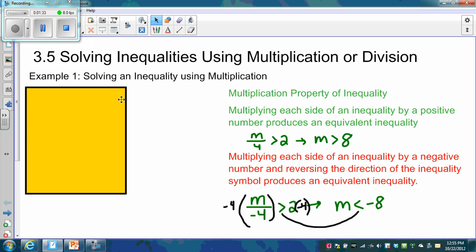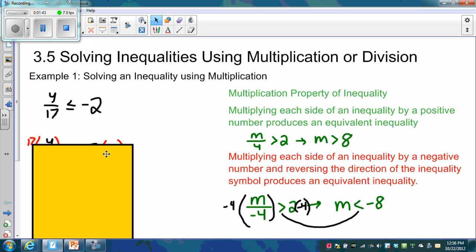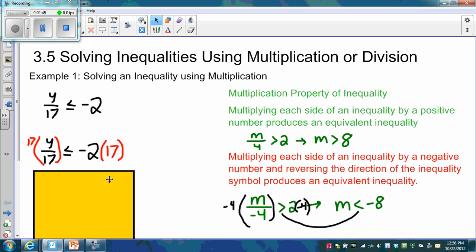So let's show an example solving an inequality using multiplication. If we had y divided by 17 is less than or equal to negative 2, we're going to multiply both sides by 17, so we can reduce this to 1y on the left, and our answer would be y is less than or equal to negative 34. And then you can put this onto a line graph, or a number line, if you want.